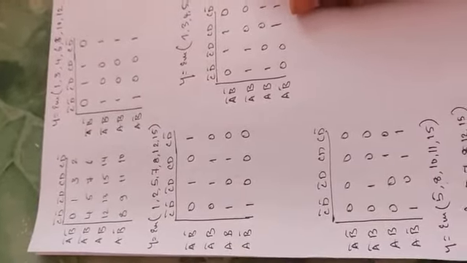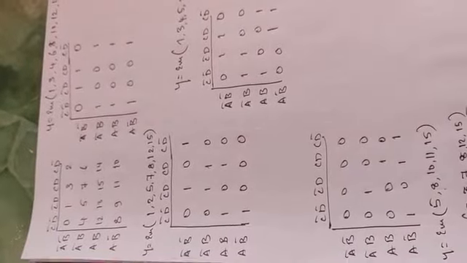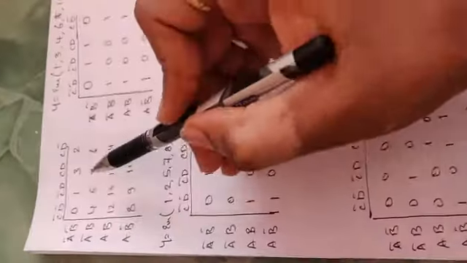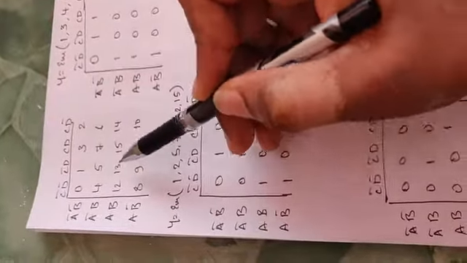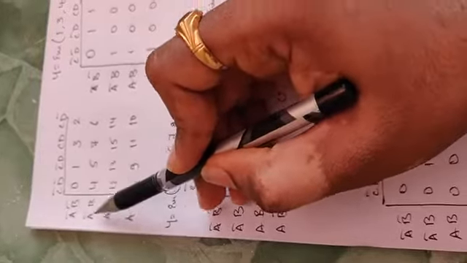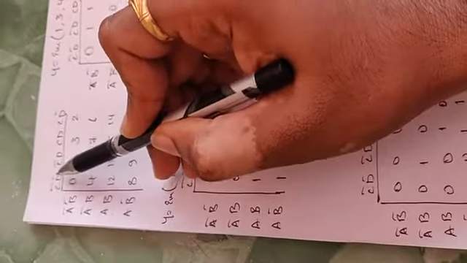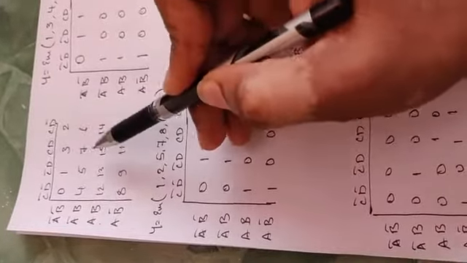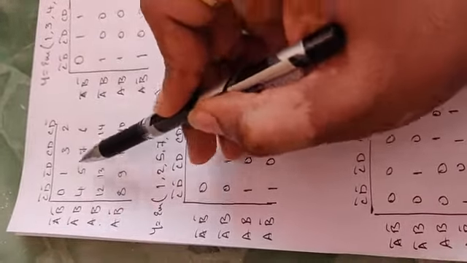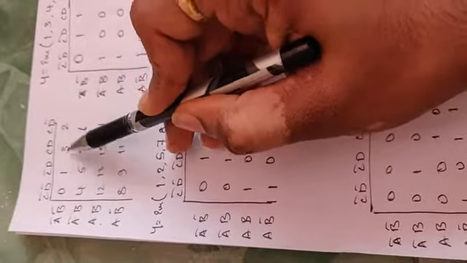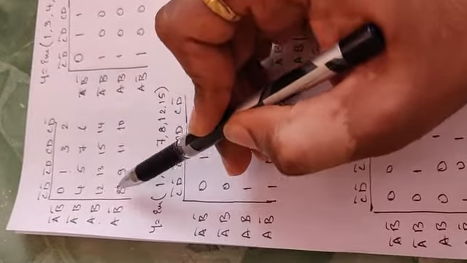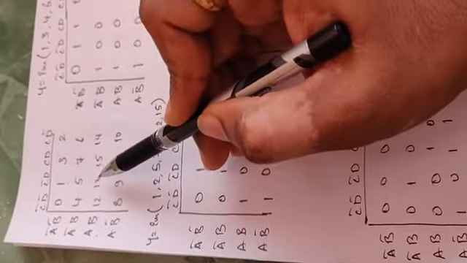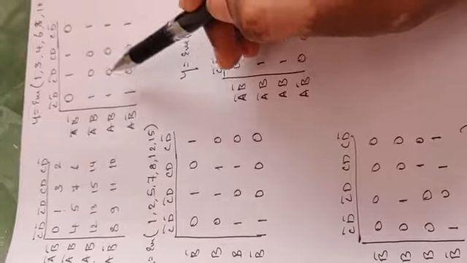When you come across a 4 variable K-map, you need to remember there are 4 variables: A, B, C, D. This is the structure of the 4 variable K-map, with A bar B bar, A bar B, A B, A B bar, and C bar D bar, C bar D, C D, and C D bar. This is the position you need to remember. If you remember these numbers, 0, 1, 2, 3 up to 15, you can fill out the K-map within a fraction of seconds.